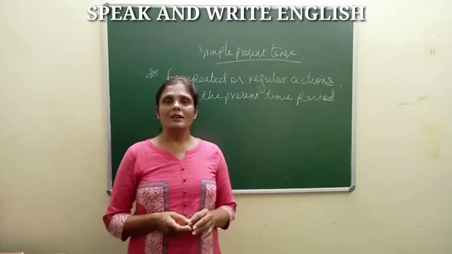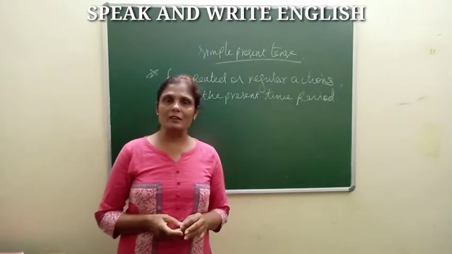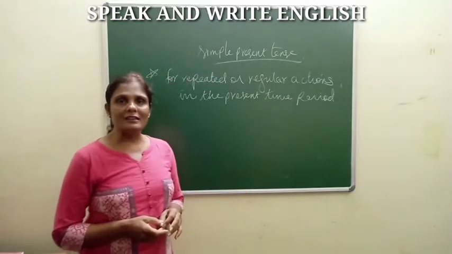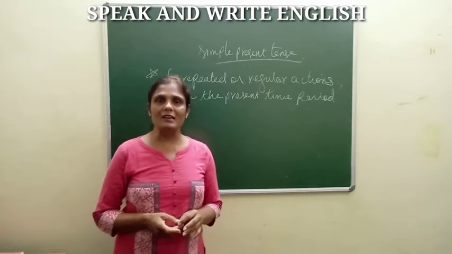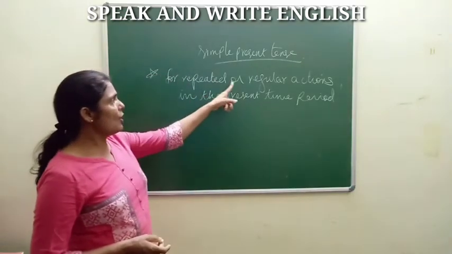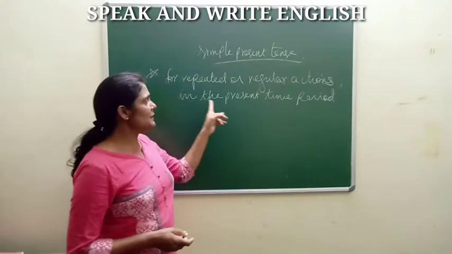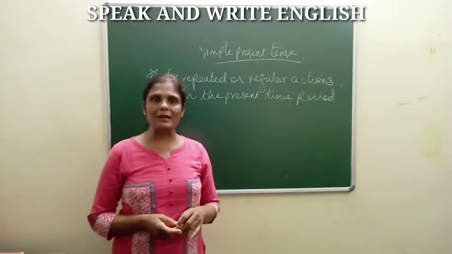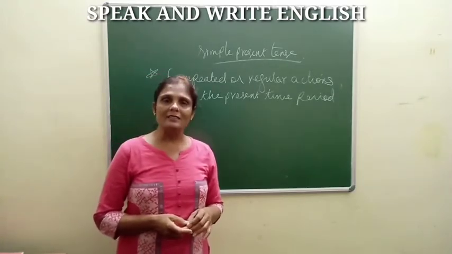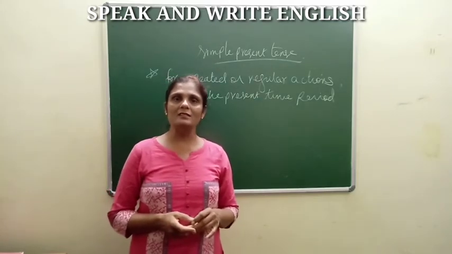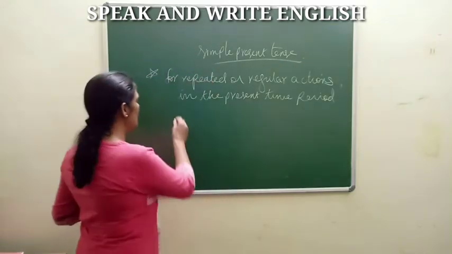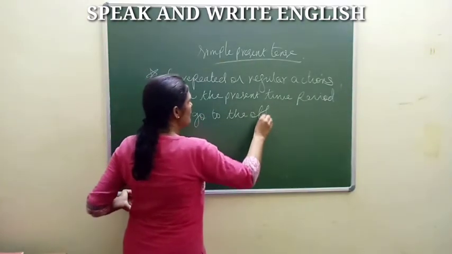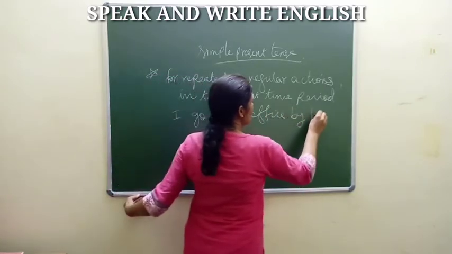We have learnt the structure of a sentence as well as a question in the simple present tense. Now let us understand where the simple present tense is used. It is used for repeated or regular actions in the present time period. So whatever activities are happening regularly in the present, in such cases we make use of the simple present tense. For example, I go to the office by bus.